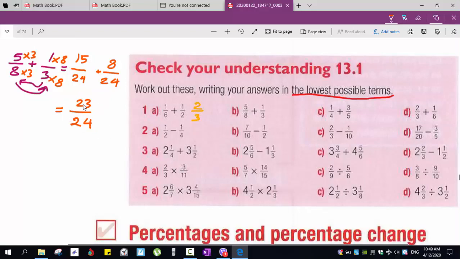Well, these two numbers, we cannot divide 23 and 24 by a common number. It means this is the lowest term. Question 1b is 23 over 24. Part C, it's the same idea repeating, and part D is similar to part A because 6 is a multiple of 3. Then the common denominator here is 6. The common denominator between 4 and 5 is 20. Now let's move on to question 2, subtraction.